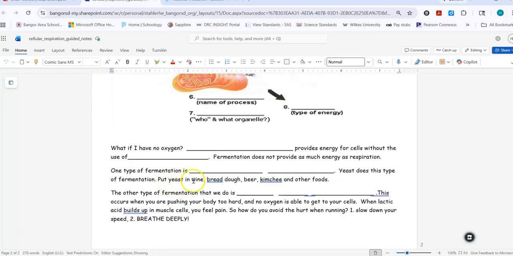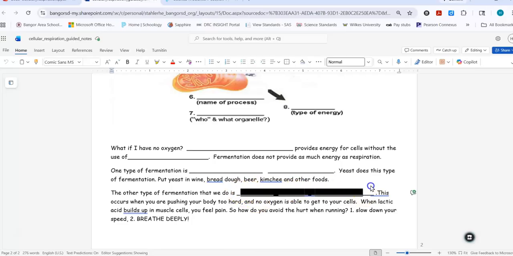We use yeast to make wine, bread, cakes, that kind of thing. Beer, kimchi. I don't know if you guys know what kimchi is. Sauerkraut is another one. That is all used with yeast. Kimchi is pretty much a fermented cabbage, just like sauerkraut is kind of the same thing. But kimchi is a Korean type of food. It's actually pretty tasty because I had a Korean roommate in college. They let me try it. It was awesome.